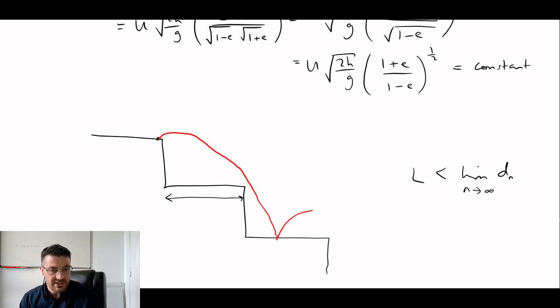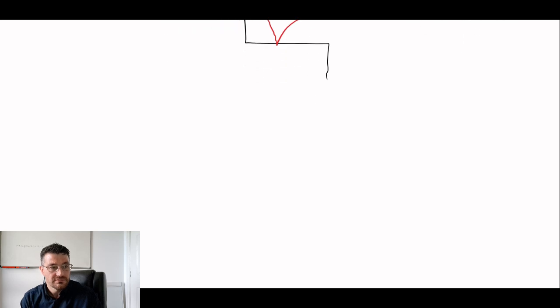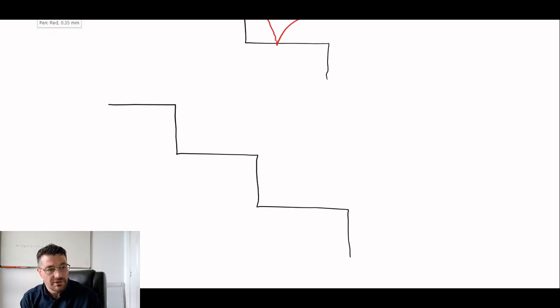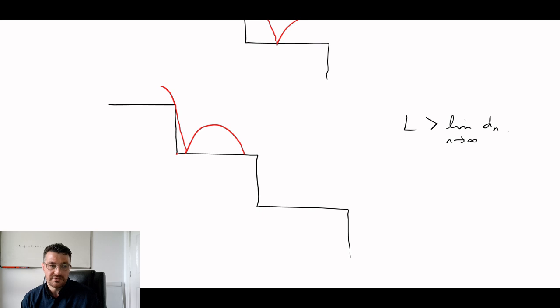Similarly, if the length of the stair, L, is now greater than the limit as n approaches infinity of dn, what's likely to happen at some point is the particle is going to bounce really close to the corner of the stair, and then because L is greater than dn, when the ball bounces, it's actually going to bounce a second time on that stair.